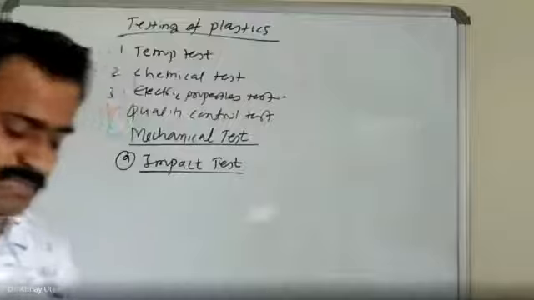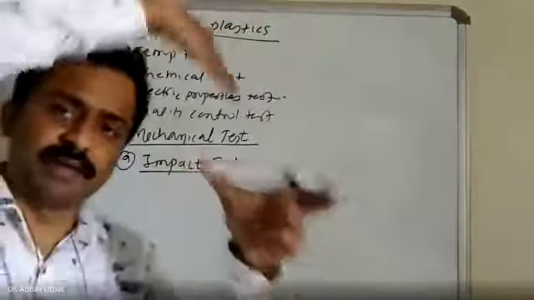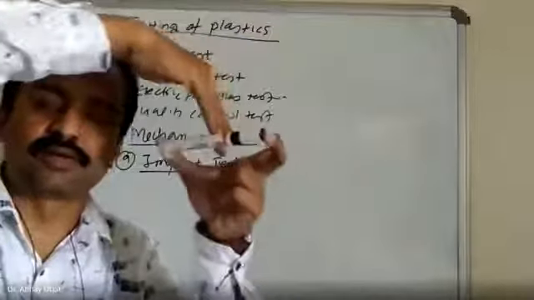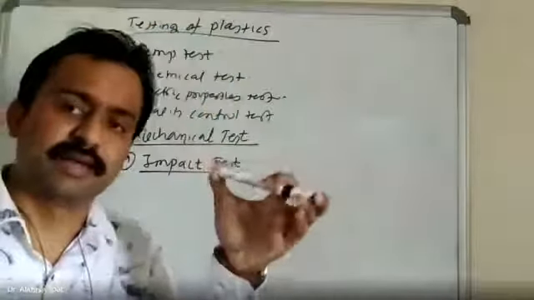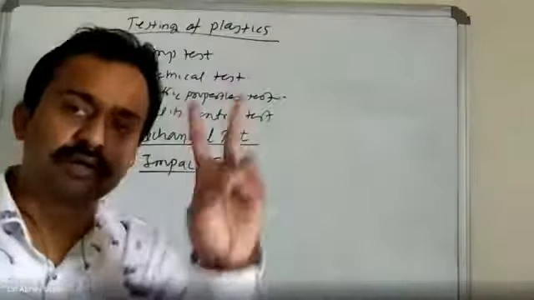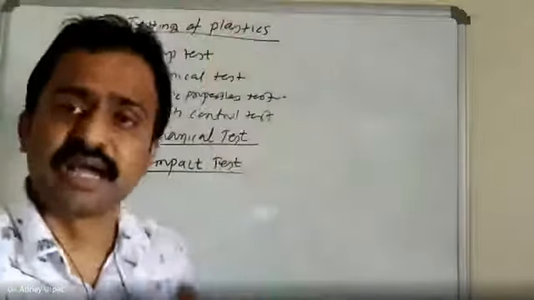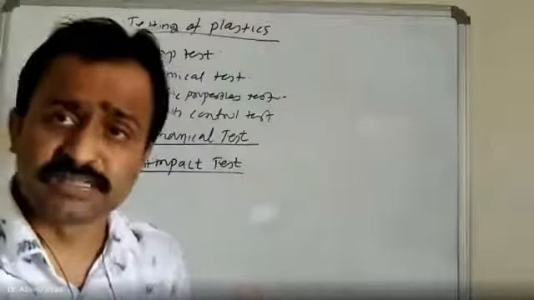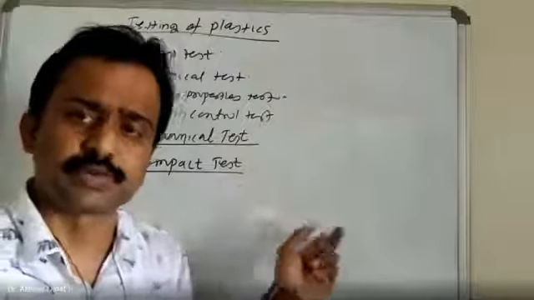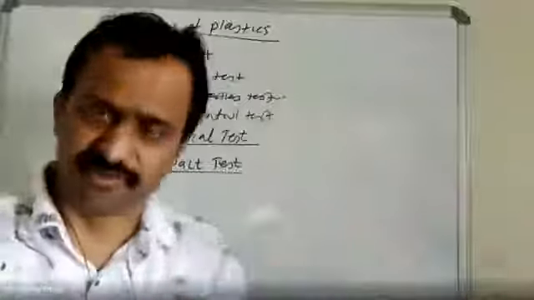This component was hit by the hammer, and by the impact of the hammer it broke into pieces. There were 2 types of tests for metallic parts, the Charpy test and the Izod test. The same tests are applicable to plastic components also, only the values are different.